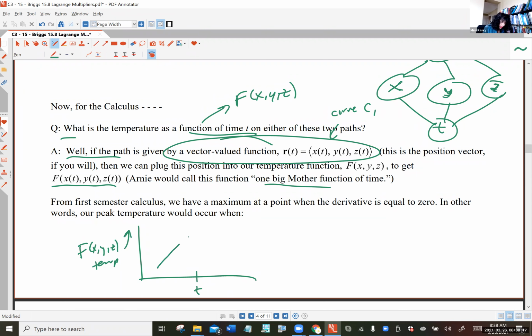We know we have a max at point P right there. So what do we know at this point? Since it's a max, we know that f prime of t has to be equal to 0, because, you know, that's calculus. You get a max when your derivative is 0.